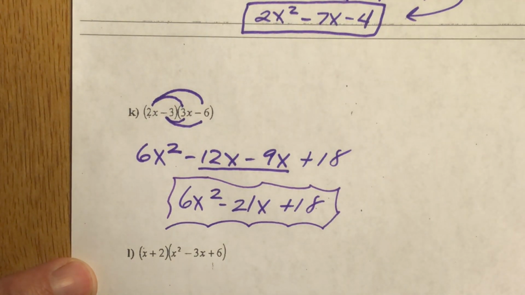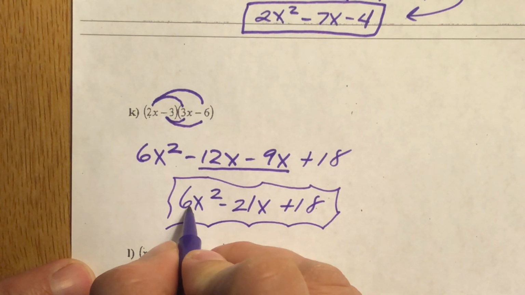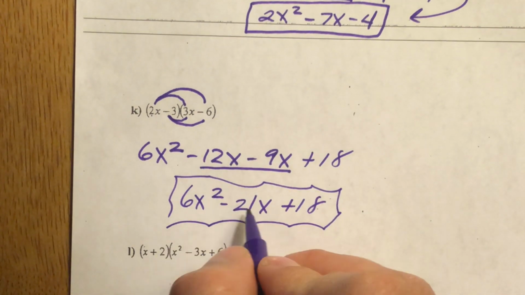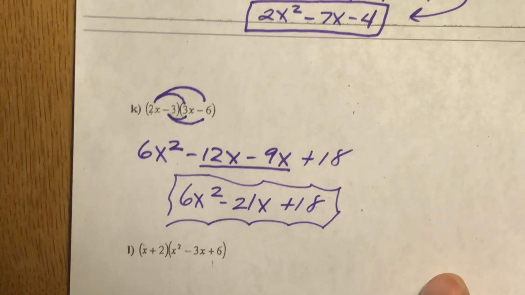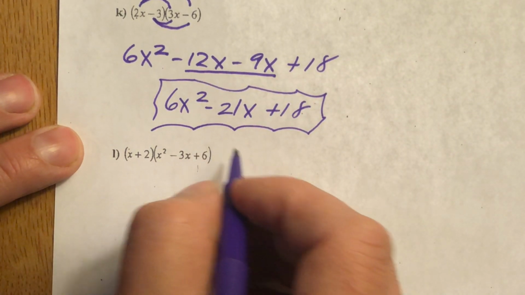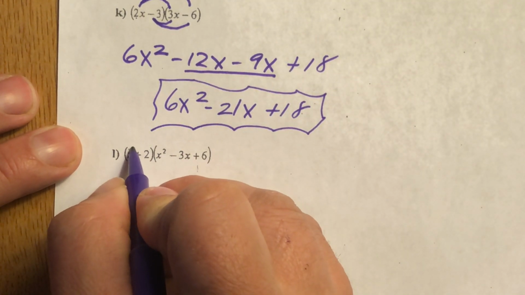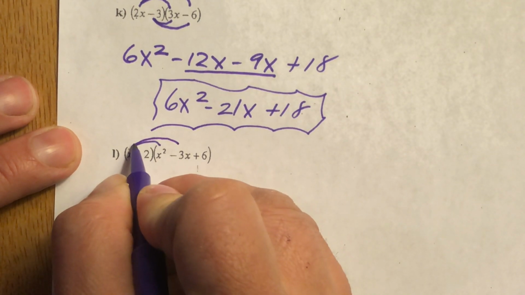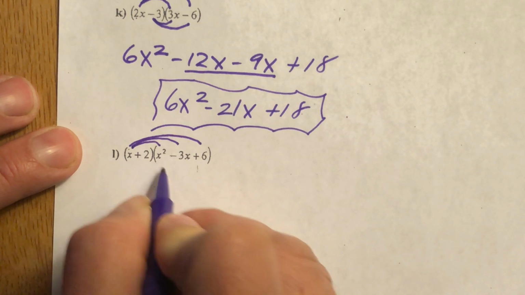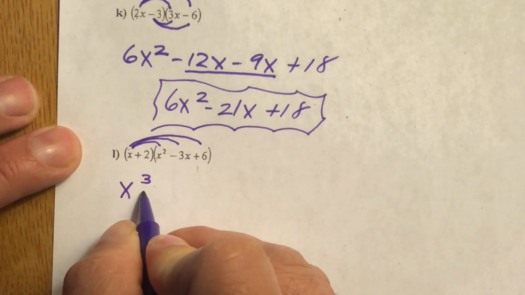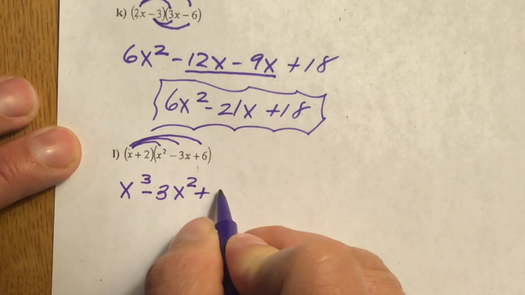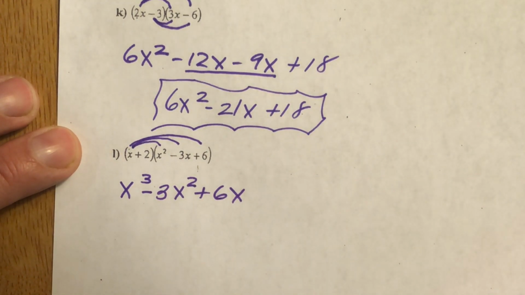All right, and if you notice, this is a trinomial, so it's got 1, 2, 3 terms. Then the last example of these notes, I have a binomial times a trinomial. Same thing, except this time when I distribute each term, I'm going to distribute 1, 2, 3 times. So I'm going to get x cubed minus 3x squared plus 6x.